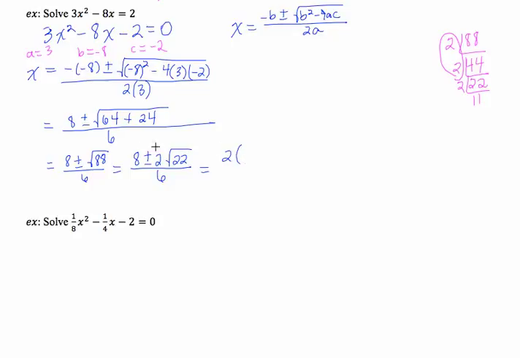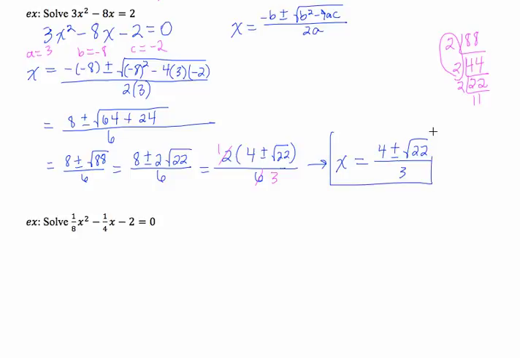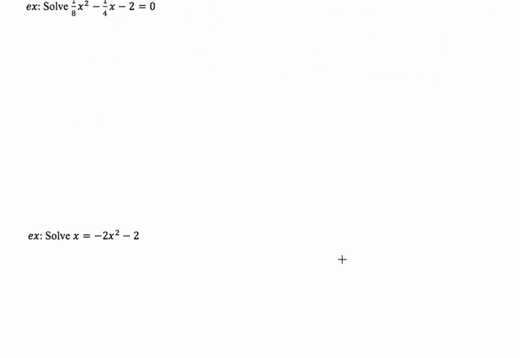So we can pull a 2 out of the numerator and we're left with 4 plus or minus radical 22 all over 6. Now everything is factored. So now you can simplify the 2/6 and say that's equivalent to 1/3. So your fully simplified answer then is x equals 4 plus or minus the square root of 22 all over 3. Those are the two exact solutions. Okay, make sure you're trying these without me first.